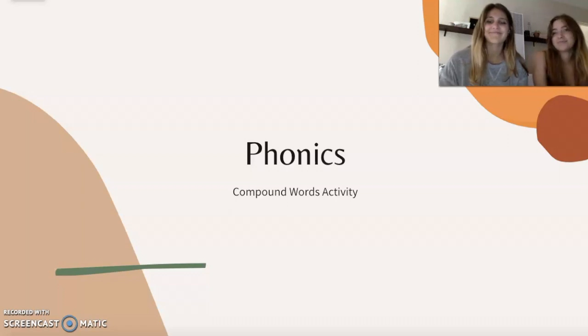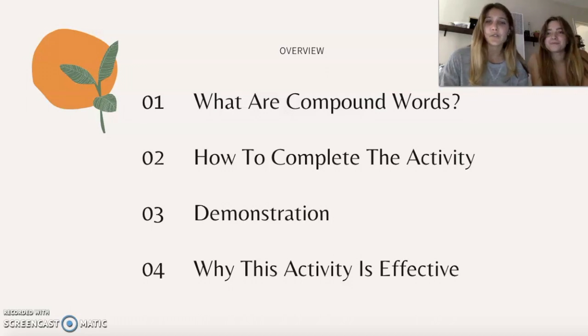Today we're going to be talking about phonics through a compound word activity. So an overview of what we're talking about is first, what are compound words? And second, how to complete our activity. The third part is actually going to demonstrate it through a video instruction of the both of us. And the fourth one is going to be why this activity is effective for the classroom.